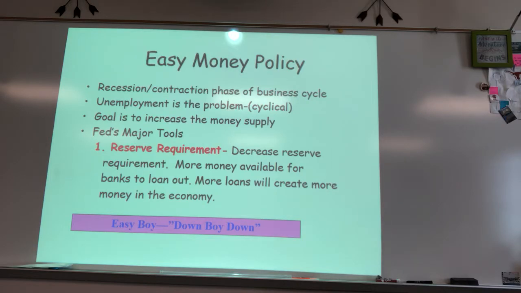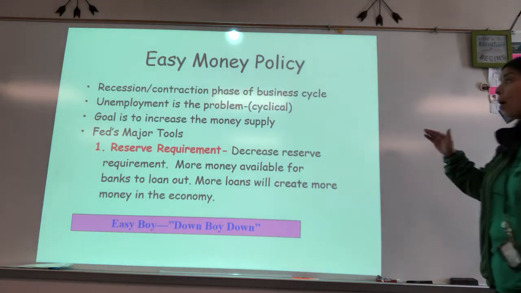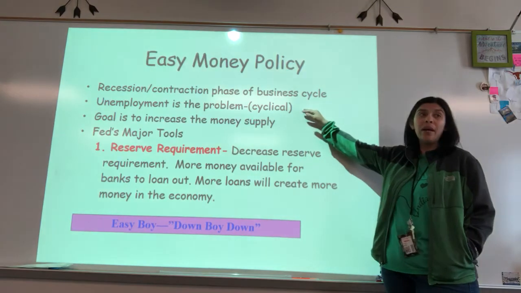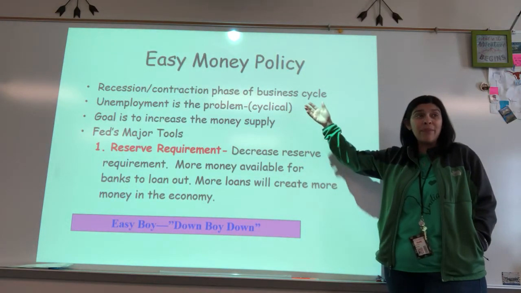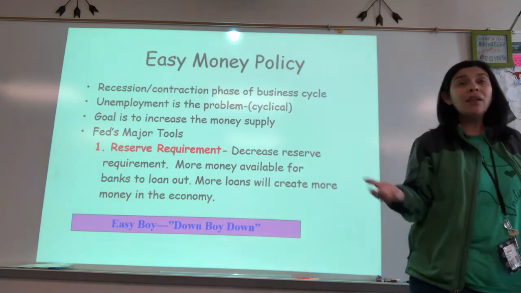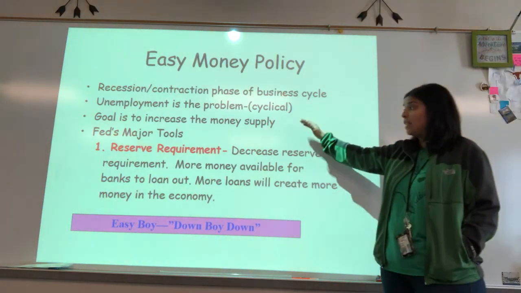It's going down, right? So what do they need to do with the money supply? Increase it. So the government is going to look at our problem. First off, there's unemployment, right? People don't have money because what has just happened to their jobs? They lost them. And so the government's goal is to increase the money supply.